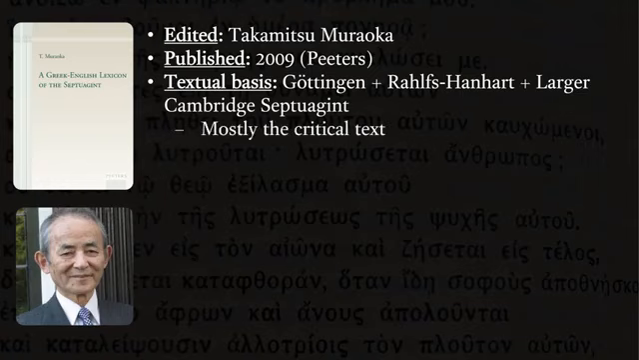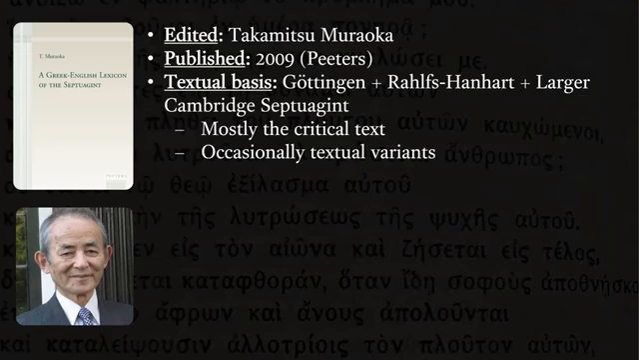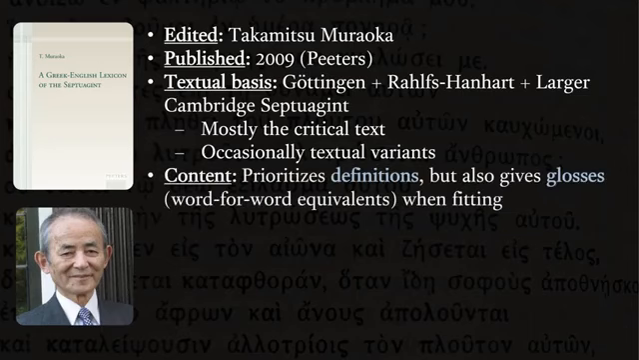He focuses mostly on the critical text itself. He does occasionally get into some words that show up just in the textual variants, and even sometimes, but not all that often, in wording found in Aquila or Symmachus or something like that. He's mostly going to be focusing on the actual critical text itself, which makes sense in terms of being efficient and pragmatic. Now, what makes this lexicon quite interesting is that Muraoka prioritizes definitions.